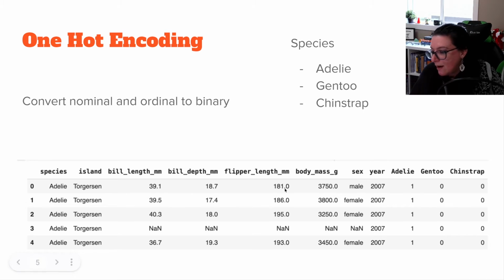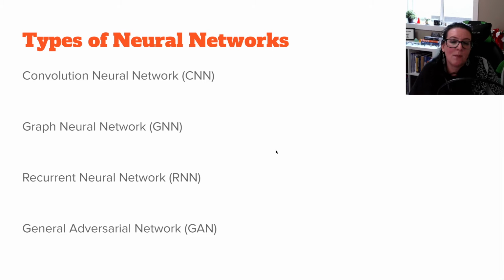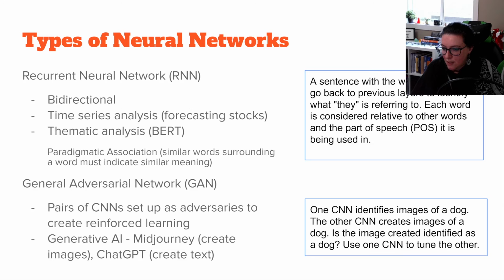Okay. All right. So now that we've done that, let's talk about types of neural networks. There are a number of different types of neural networks. And so I have a slide about MLP.